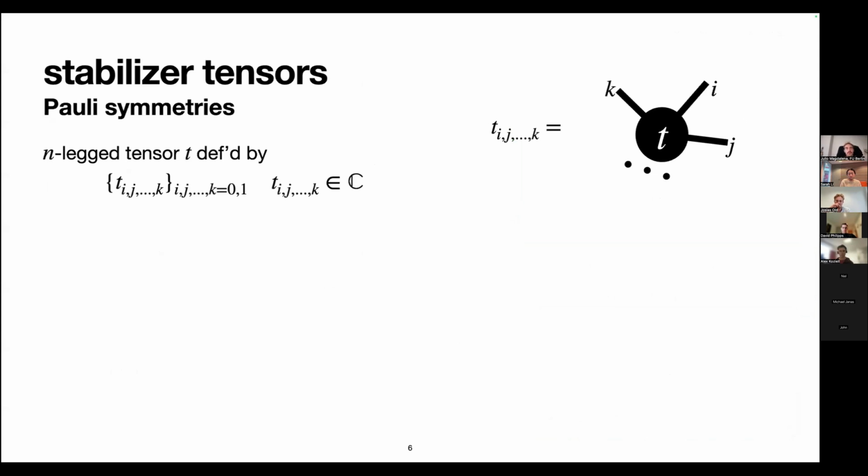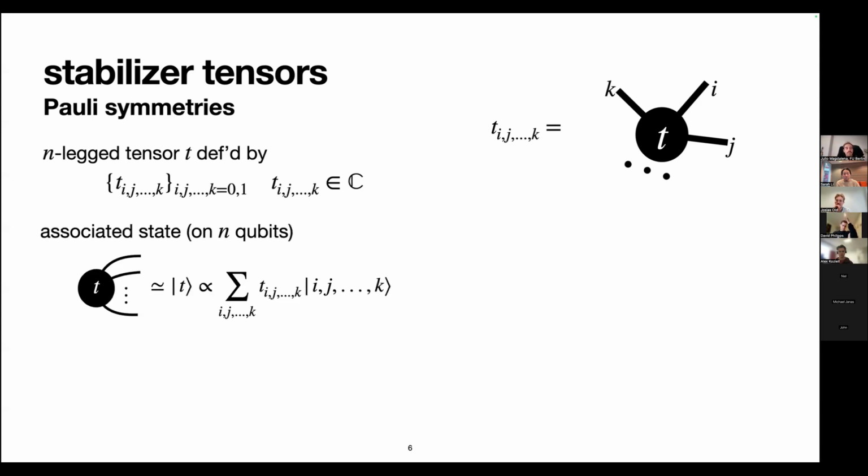So to do this, let me introduce a notion of a stabilizer tensor. An n-legged tensor is defined by a collection of complex numbers indexed by the basis elements of an individual component of this space. So say you have n qubits. This is a 2 to the 2n dimensional vector space, and you can think of all the coefficients as complex numbers and group these complex numbers in these T's. You can think of this graphically as this collection of complex numbers, they define a state in this big space.